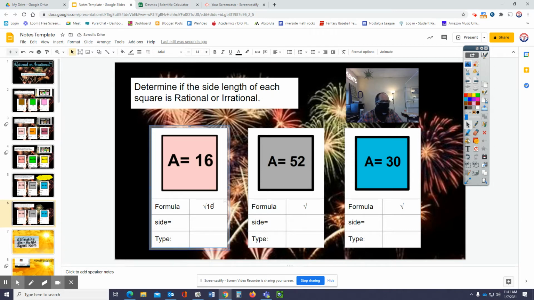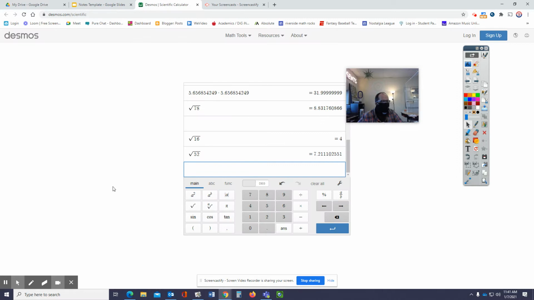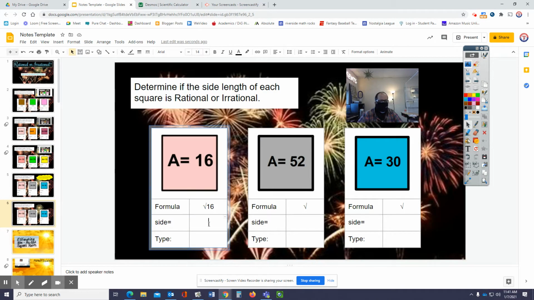Now I don't know what the square root of 16 is off the top of my head, so I go to the calculator over here, I press square root, 16, and it gives me 4. So my answer here is 4. So the side length for this square is 4. I typed that in right there. And the type of side length it is, rational or irrational. This is going to be a rational number because it's a nice whole number.